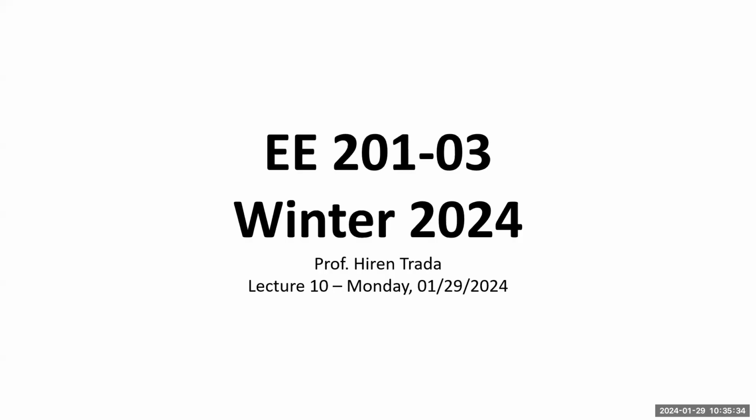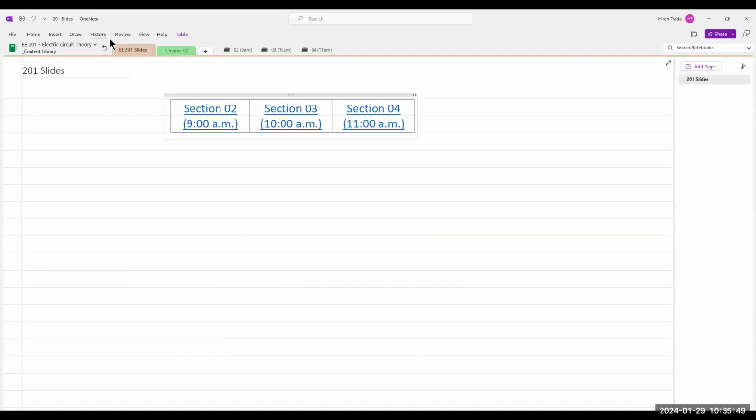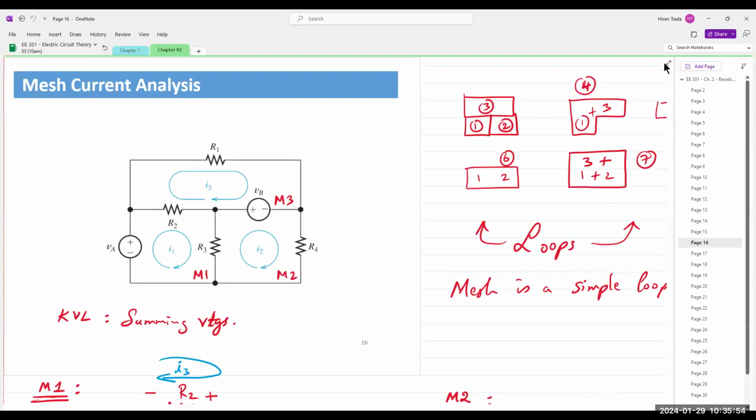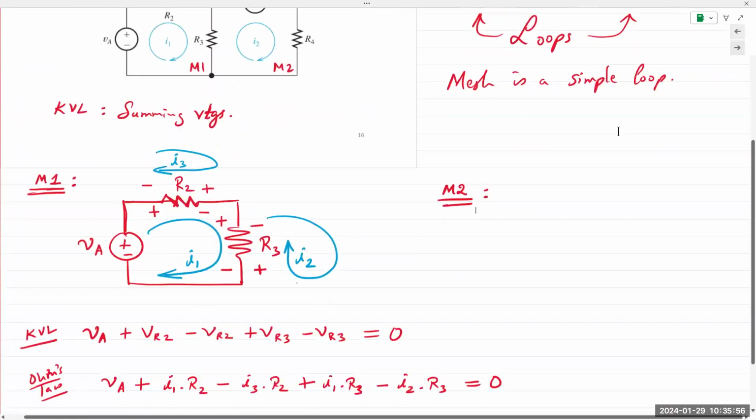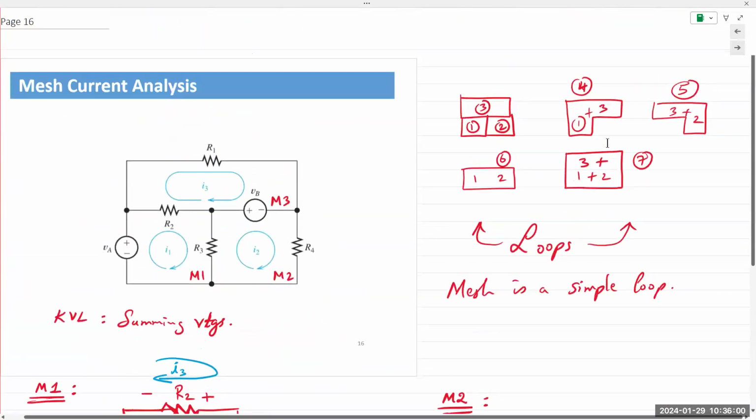Good morning, everyone, and let's continue with our topic of mesh current analysis. Let's pick up where we stopped. Just as a brief recap, mesh current analysis is a similar technique to node voltage analysis.